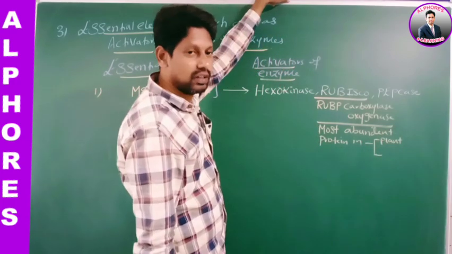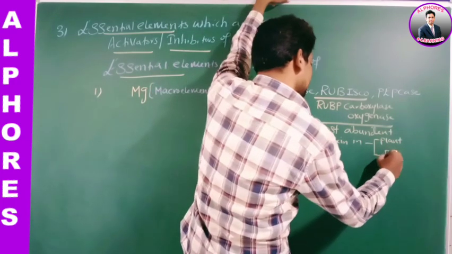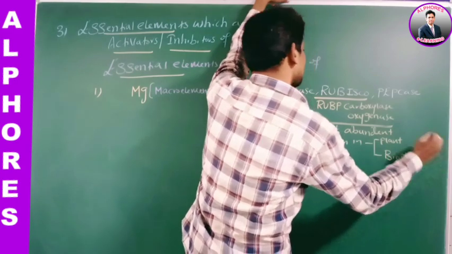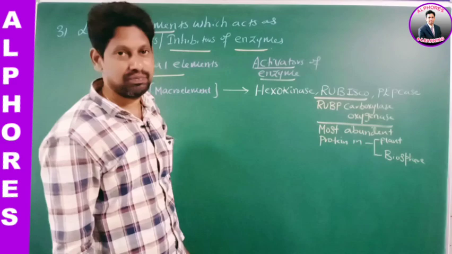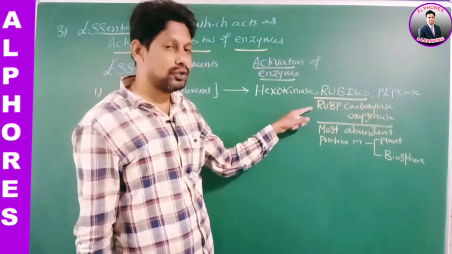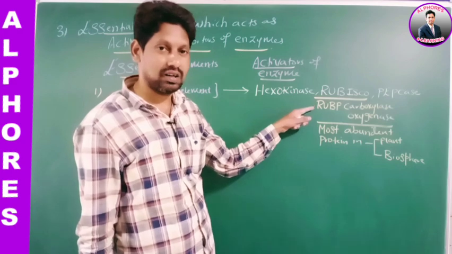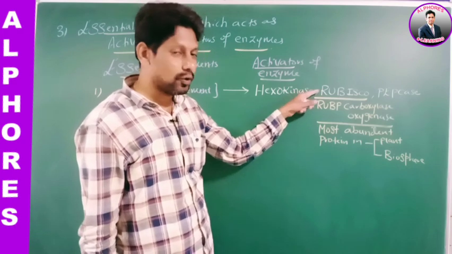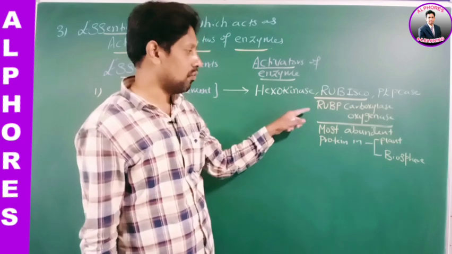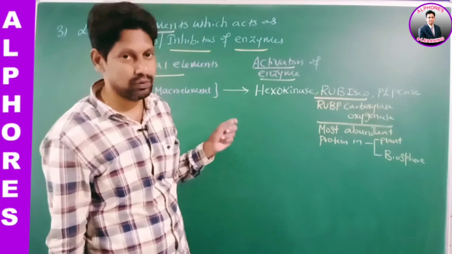Most abundant protein in the plant kingdom. At the same time, it is the most abundant protein in the biosphere. Yes or no? Sir, this Rubisco, also called RuBP carboxylase oxygenase, is the most abundant protein in the plant kingdom and in the biosphere.